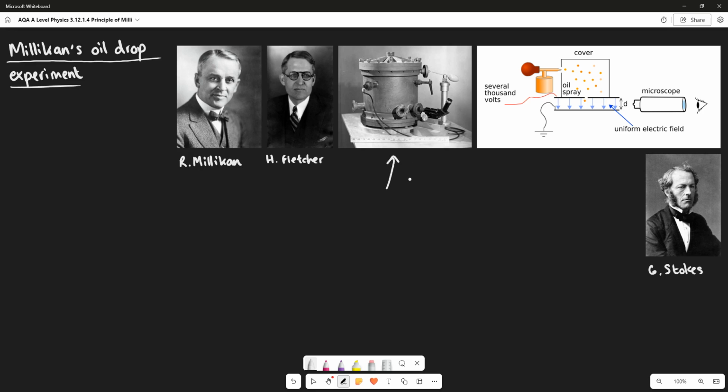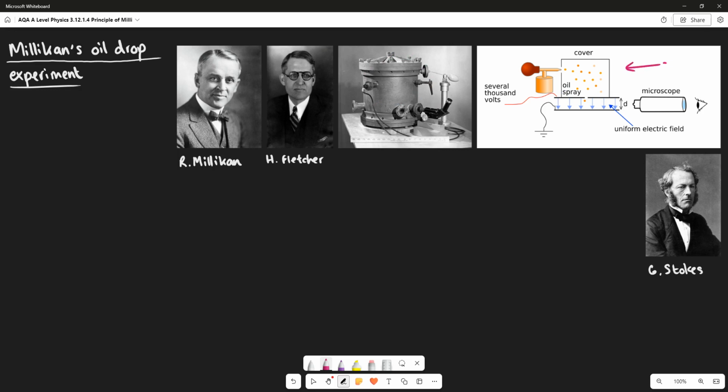Here is a photograph of the equipment that was used in the experiment, and here is a labelled diagram of that equipment. Here we can see a spray can, and what that does is it sprays oil droplets into the space at the top of this container. Oil was used because water would evaporate too quickly and you wouldn't be able to complete the experiment.